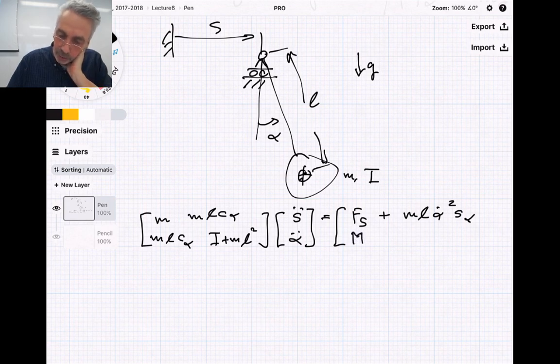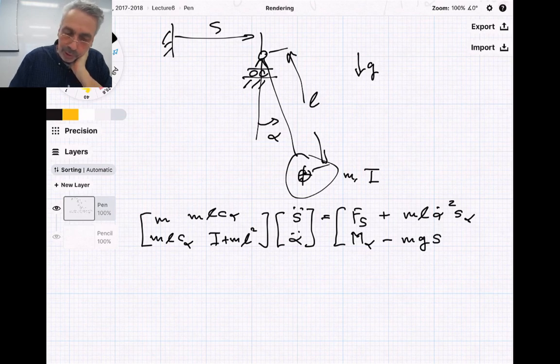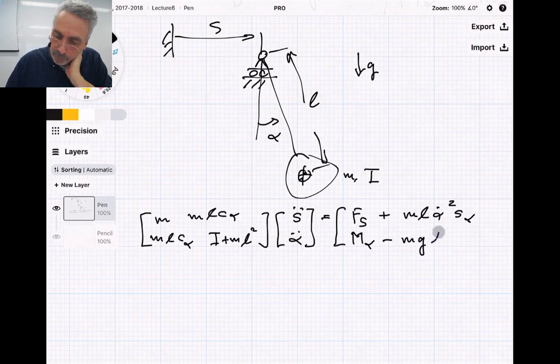Okay, then the second equation was m alpha. And there was a minus somewhere. Minus, and then mg. Oh yeah, L, of course, because it should be a torque. So mg L sine alpha. Okay.